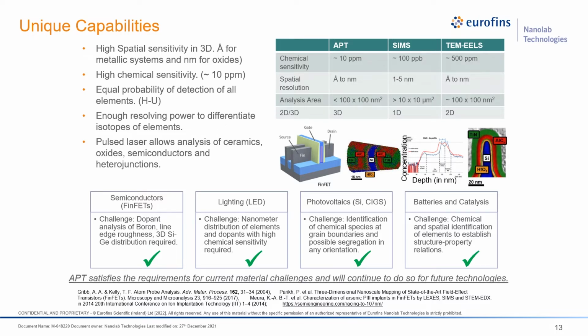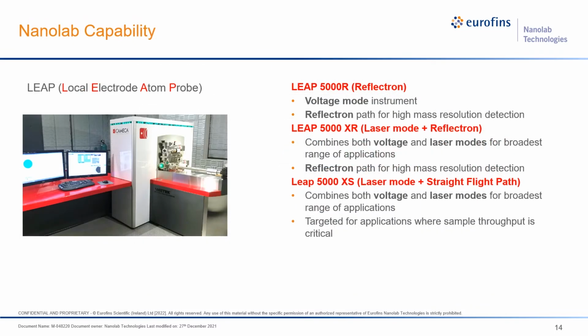At Nanolab, we work with the latest version of the instrument, the LEAP 5000 XR, which has both laser and voltage mode capability, which is used to cover a wide range of applications. It also has a reflectron system for enhanced mass resolution, for elemental analysis, and for chemical composition analysis.